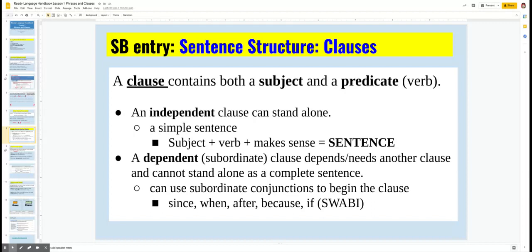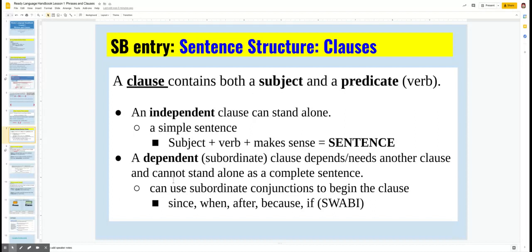So, even though both of these things have subjects and have verbs, an independent clause is a simple sentence. It can handle its business. A dependent clause, like dependents, needs help. They've got most of the things that they're going to need, but they still can't do it on their own.